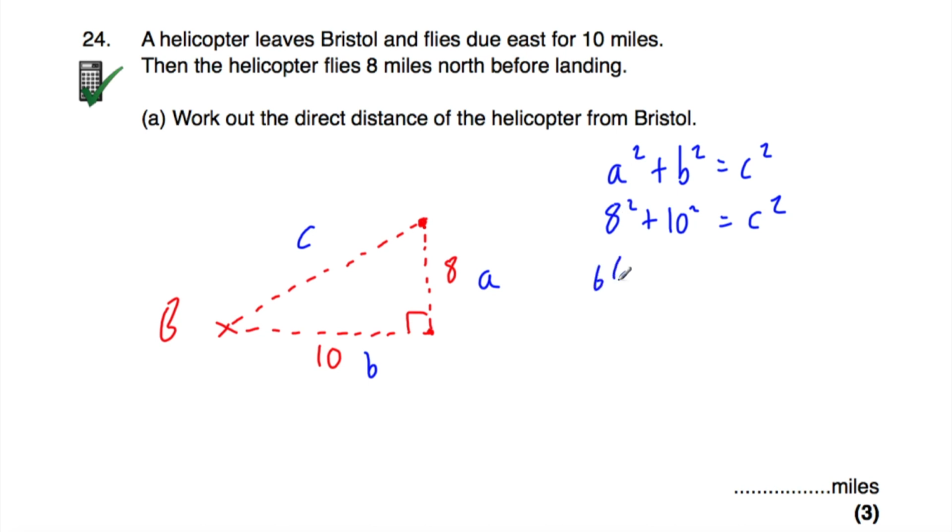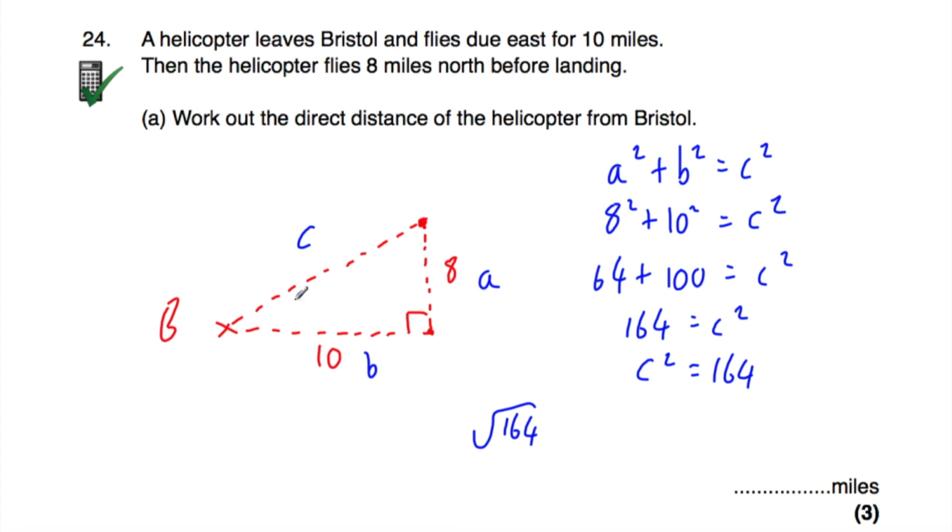8 squared is 64, plus 10 squared, that's 100, is equal to c squared. So if we add those up, we get 164 is equal to c squared. Let's just turn that around: c squared is equal to 164. Now we just need to square root 164, because that's obviously not 164 miles. We need to square root it to find c.